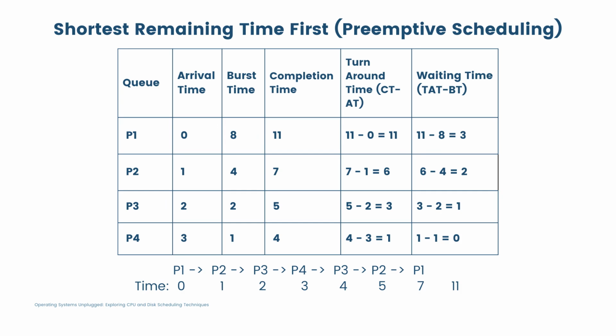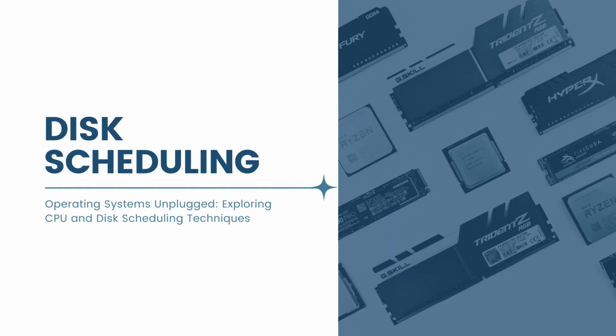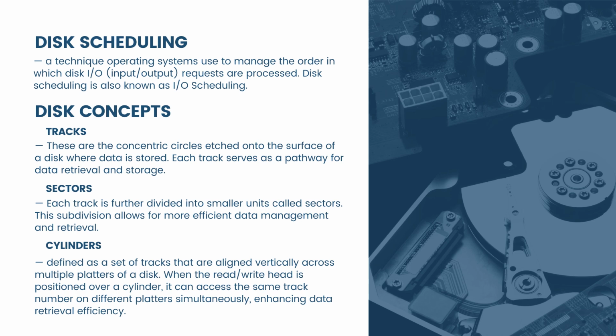Disk scheduling. A technique operating systems use to manage the order in which disk I/O requests are processed. This scheduling is also known as I/O scheduling. And for the last topic assigned to our group, let's move on to disk scheduling. Disk scheduling is a technique in operating systems used to manage the order in which disk input-output requests are processed. Disk scheduling is also known as input-output scheduling. Let's move on to these concepts.